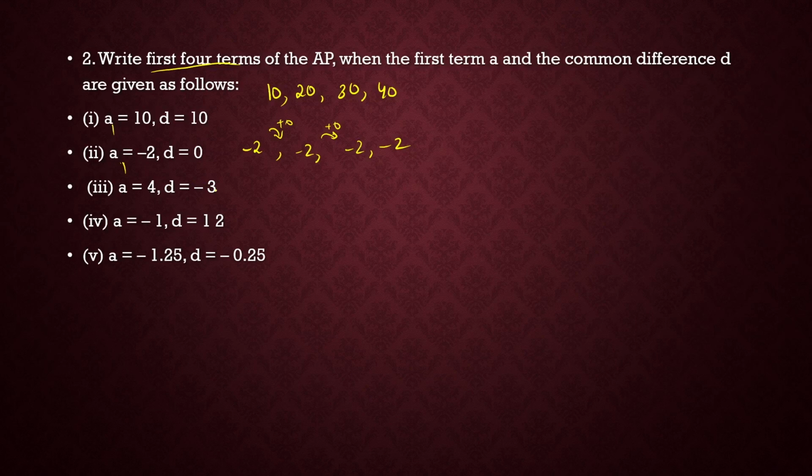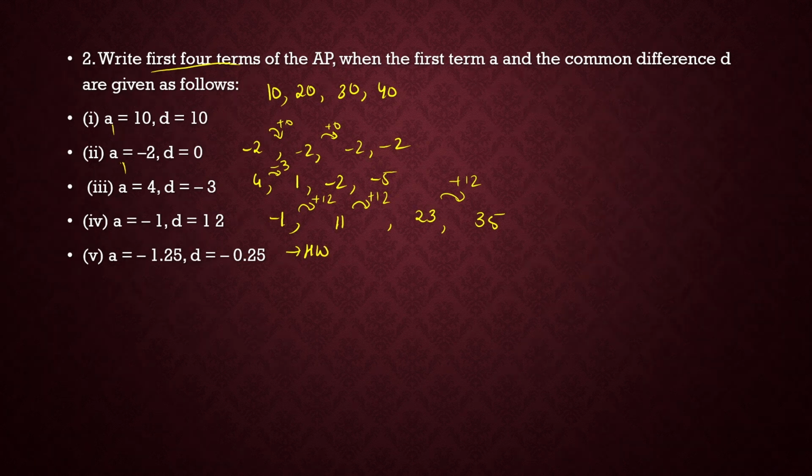Next, here, first term is 4. Then you will add minus 3. So it becomes 1. Then minus 2. Then minus 5. Now here, minus 1. You will be adding the common difference, that is plus 12. It becomes 11. Then you will be again adding the common difference, that is plus 12. It becomes 23. Again you will be adding the common difference plus 12, that it becomes 35. So this is your homework question.